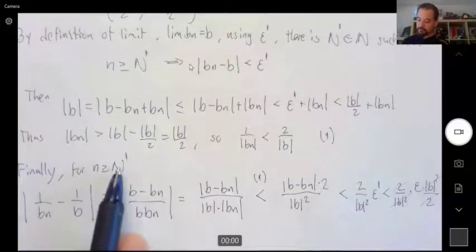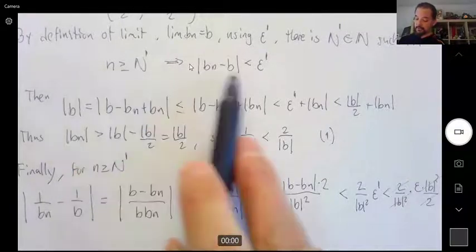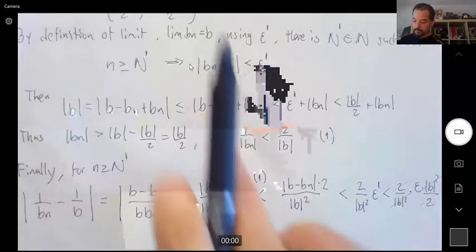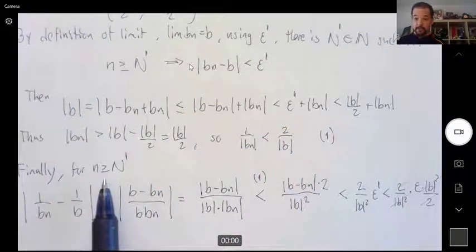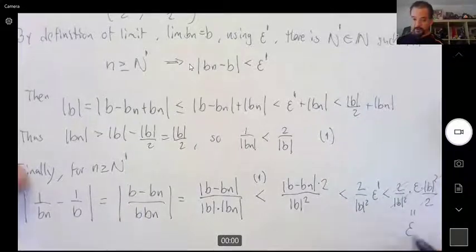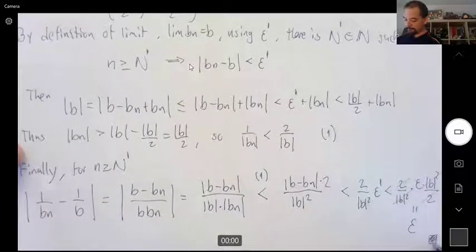The capital N that makes it work is the N prime that makes this limit work with this number epsilon prime. So for numbers bigger than that capital N prime, this difference is indeed smaller than epsilon, right? I mean, this is epsilon at the very end. And that's the end of my proof. All right.